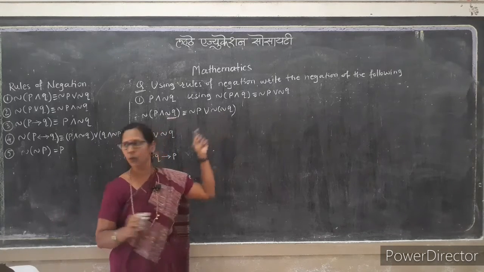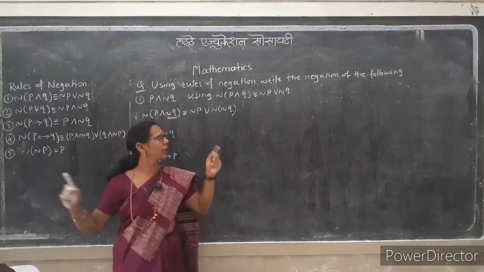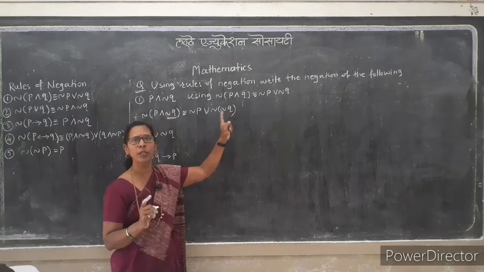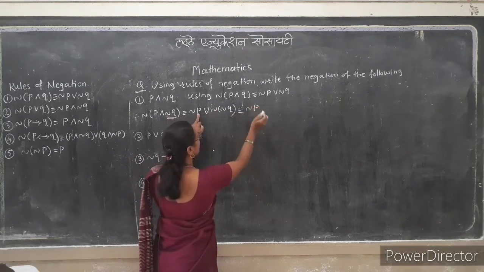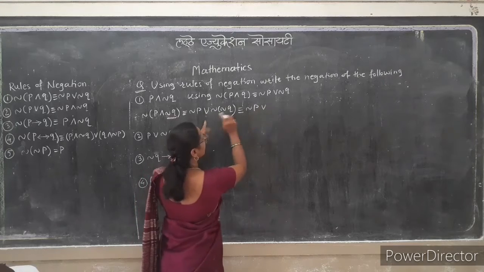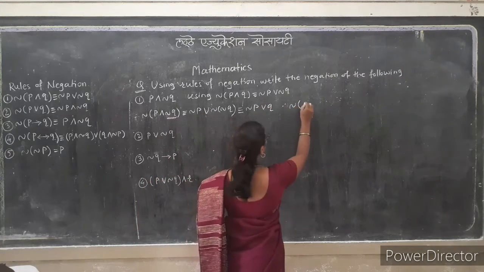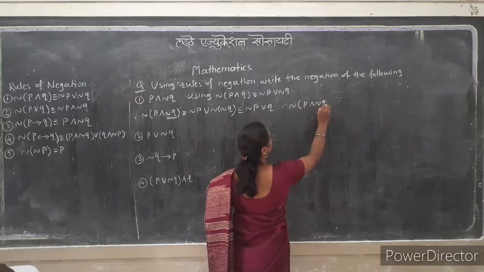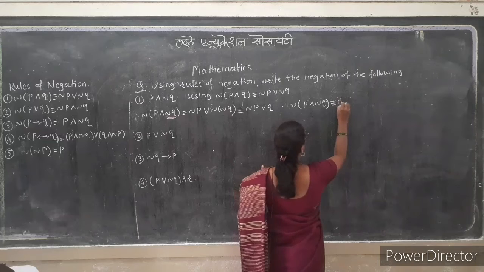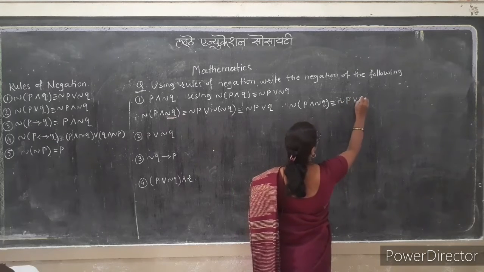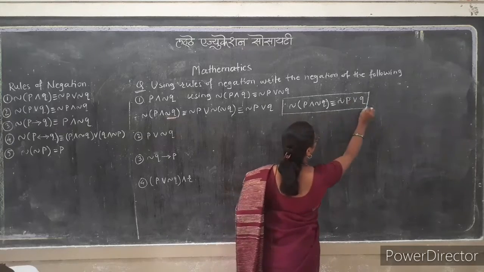Negation of negation P is P, therefore negation of negation Q is Q, which is logically equivalent to negation P disjunction Q. Therefore we say that the negation of P conjunction negation Q is logically equivalent to negation P disjunction Q. This is our negation.